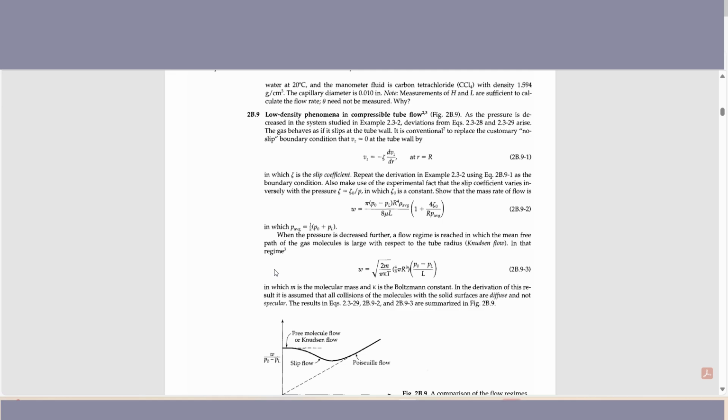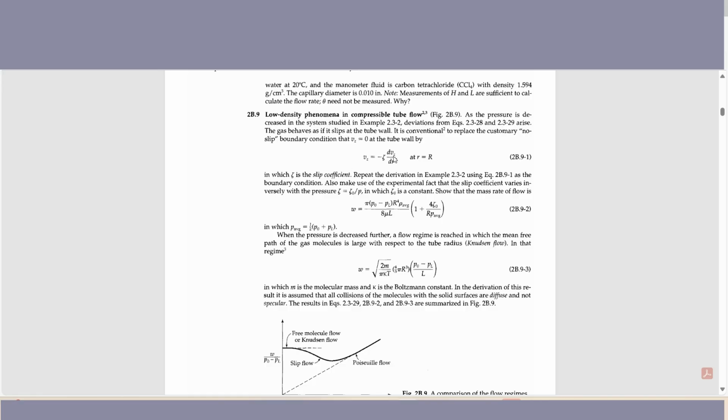All right, this is going to be a review and solving of problem 2B.9, low density phenomena in a compressible tube flow. As the pressure decreases in the system studied in example 2.3-2, deviations from the equations arise. The gas behaves as if it slips at the wall of the tube, so that means there's not going to be static friction, there's going to be kinetic friction, and the gas is going to be moving at the walls.